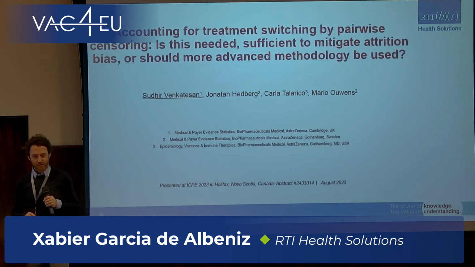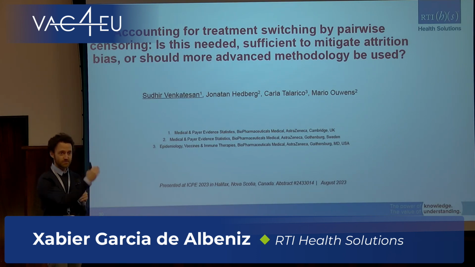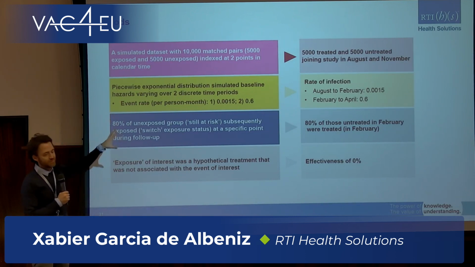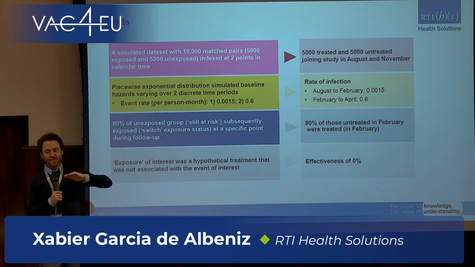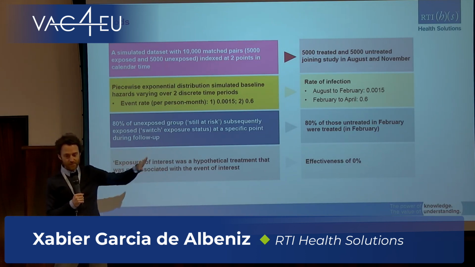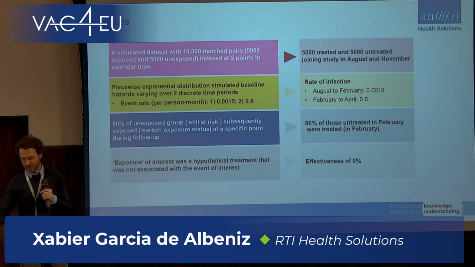And this year at ISPE, this work was presented. This has to be taken with a grain of salt because it was an oral presentation, it's an abstract, it's not a full paper yet, and the simulation they used is relatively simple. But what they did was use simulated data to compare these approaches. They simulated data with 100,000 individuals. The hazard of events changed over time, and 80% of the unexposed group gets vaccinated over time. And they simulated this under a null effect. So the intervention has no effect.